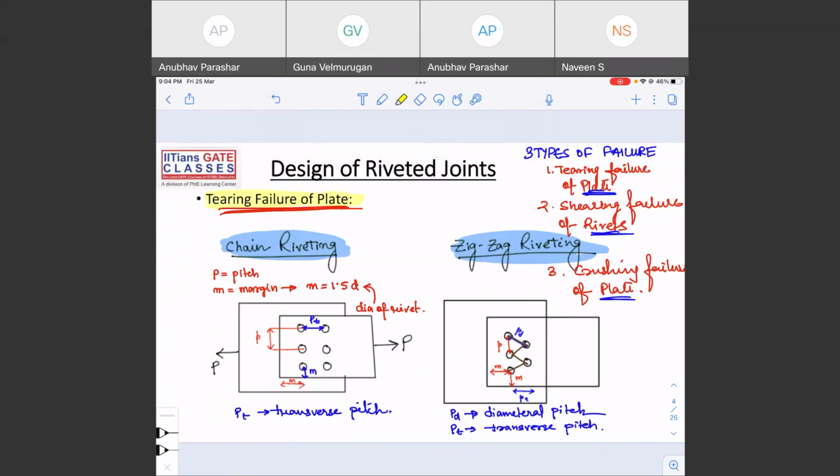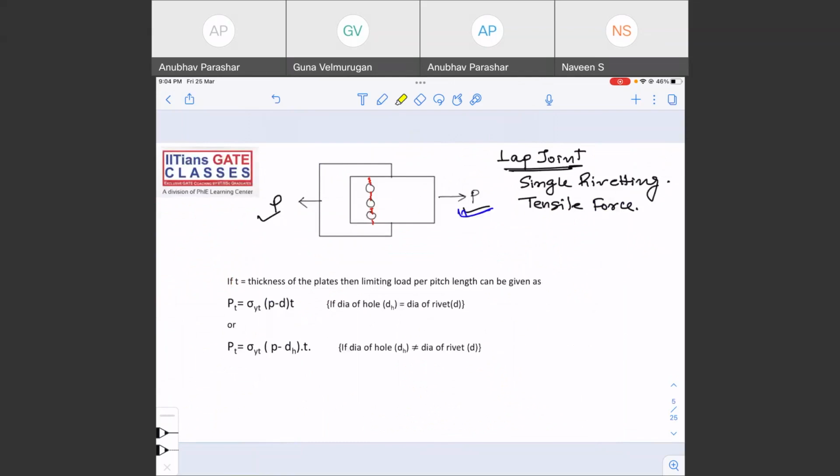What is failing here? The plate is failing here, right? If T is the thickness of the plate, what is the maximum force that can be applied? If you want to find out the value of P max that can be applied, then if T is the thickness of the plate, the limiting load per pitch length.